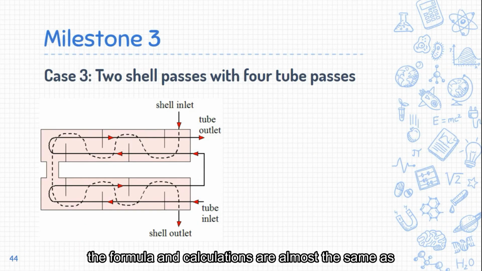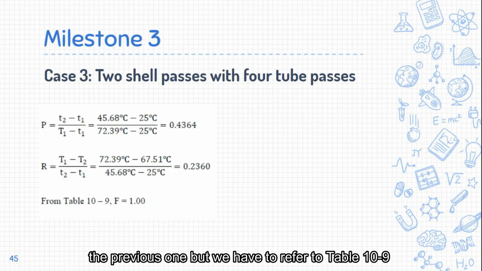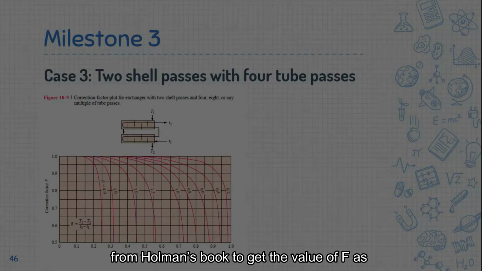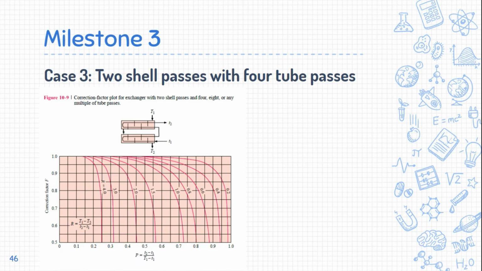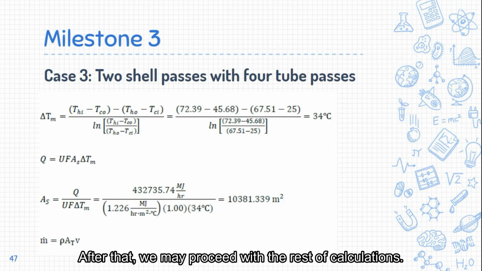In case 3, the formula and calculations are almost the same as the previous one, but we have to refer to table 10.9 from Holman's book to get the value of F, as it's very important for the next calculation steps. After that, we may proceed with the rest of the calculations.